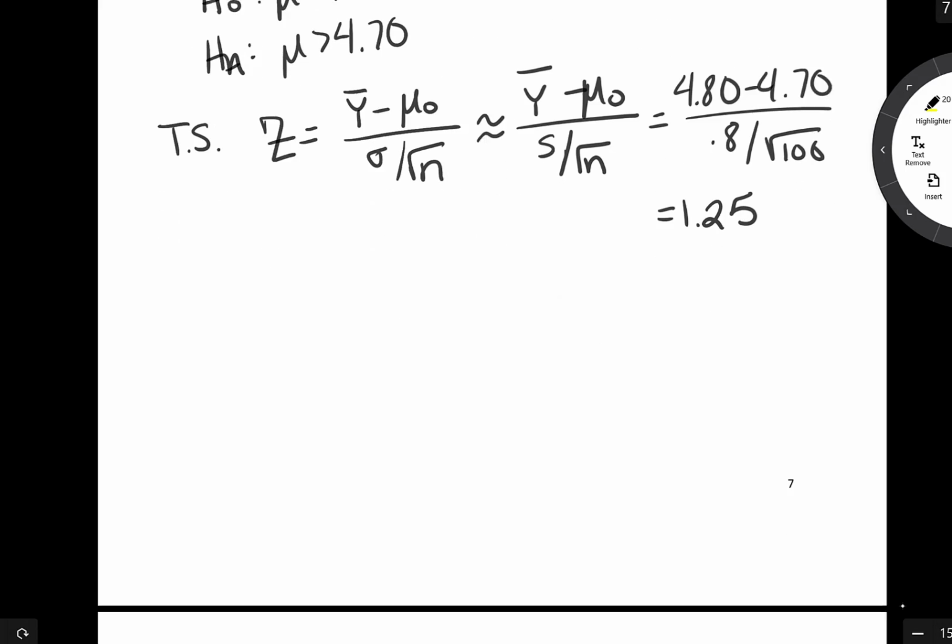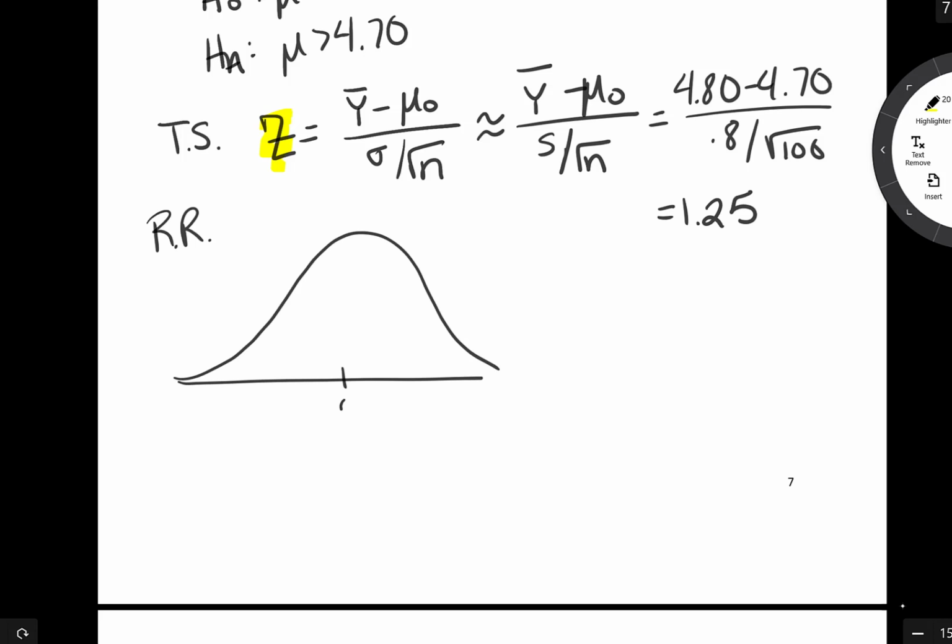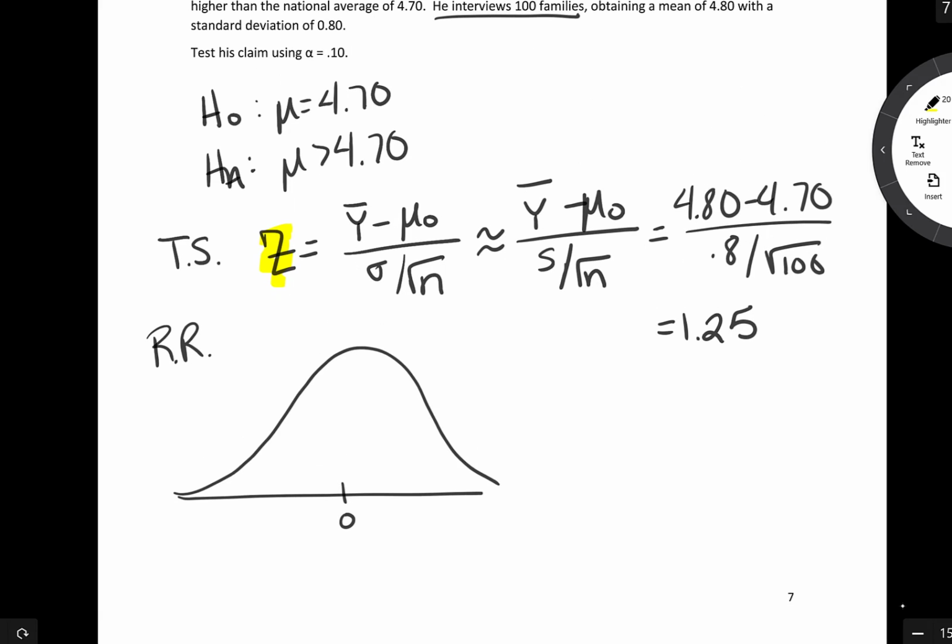All right, so now let's talk about how we're going to find our rejection region. So to find our rejection region, we've converted our test statistic over to z, so we know that we're working with a standard normal distribution. So let's draw our standard normal. And we know that we're going to use alpha equal to 0.1.